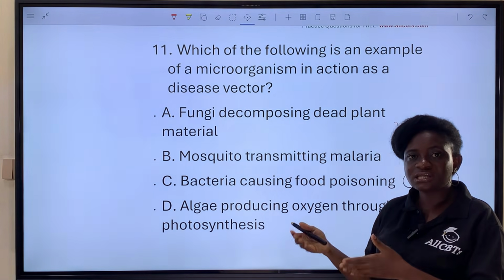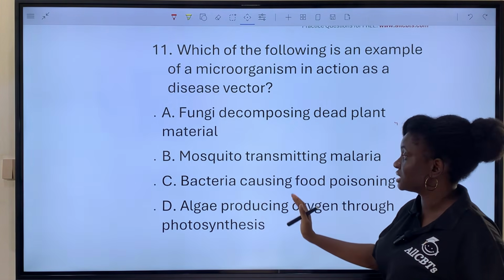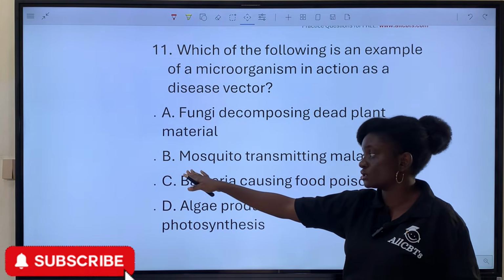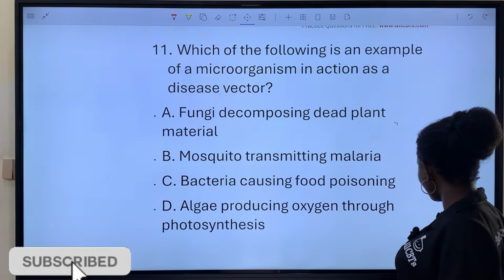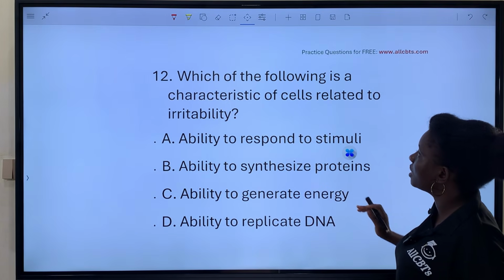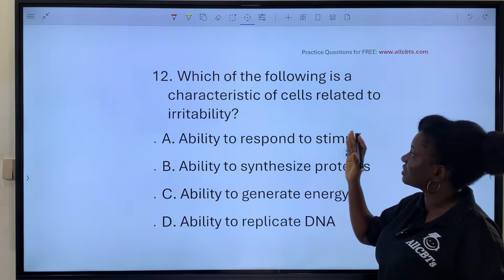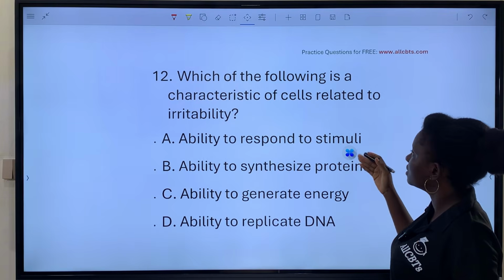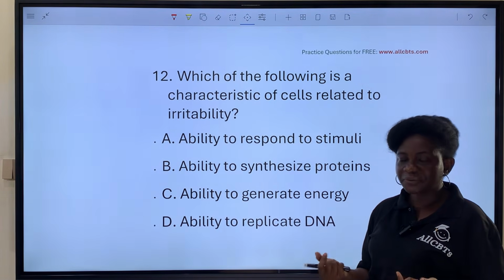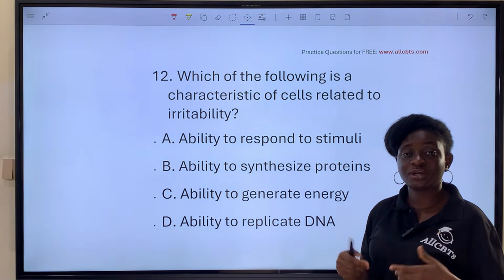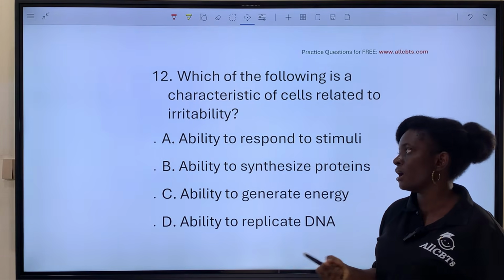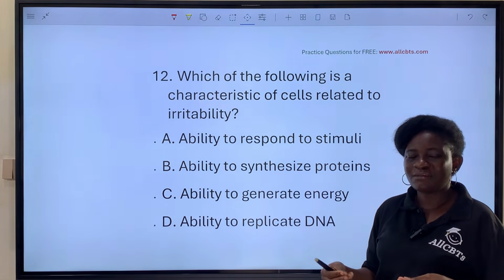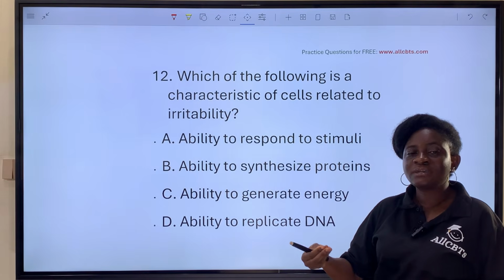So let's look at the question again. Which of the following is a characteristic of cells related to irritability? From what I explained earlier, irritability means to be responsive, to respond to stimuli. All right, so the correct answer here is ability to respond to stimuli. The correct answer is option A.